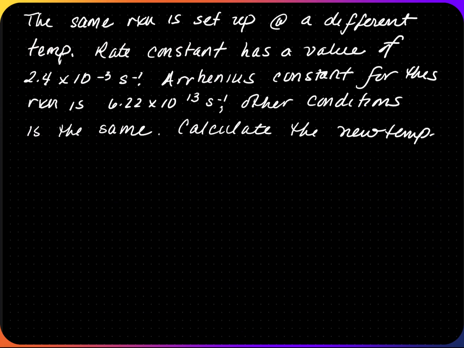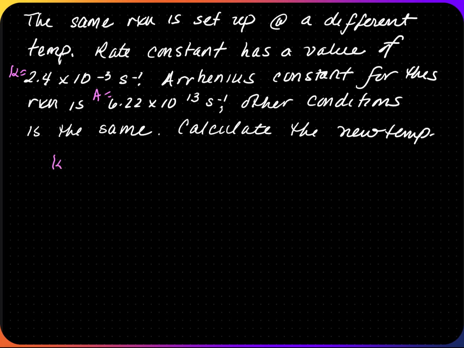So we're using the same reaction setup as above, but at a different temperature. Since the temperature is different, the rate constant has to be different. So the rate constant has a value of 2.4 times 10 to the negative third seconds to the first. So this is my K. The Arrhenius constant for this reaction is 6.22 times 10 to the 13th seconds to the first. That is A, or the frequency factor. Other conditions are the same. We're calculating the new temperature.